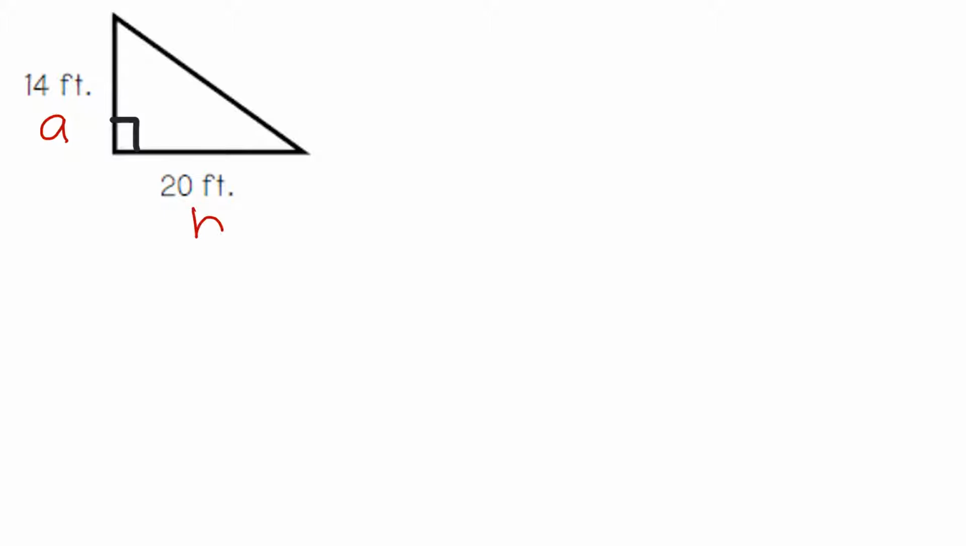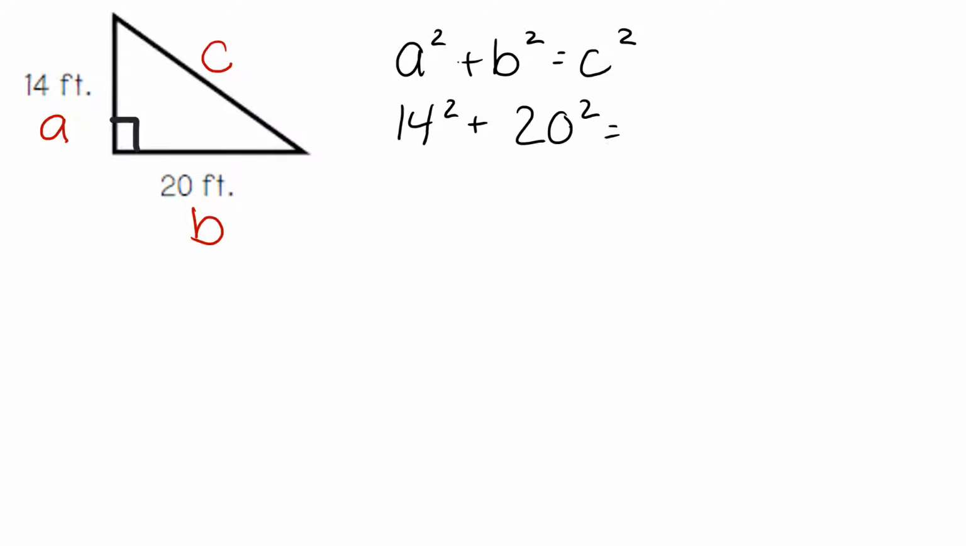We always start by labeling our sides A and B. It does not matter which side is labeled A and B, as long as the diagonal line is labeled C for the hypotenuse. We use that information to plug it into the Pythagorean theorem. A squared plus b squared equals c squared. A is 14, b is 20, c is unknown. 14 squared is 196. 20 squared is 400.